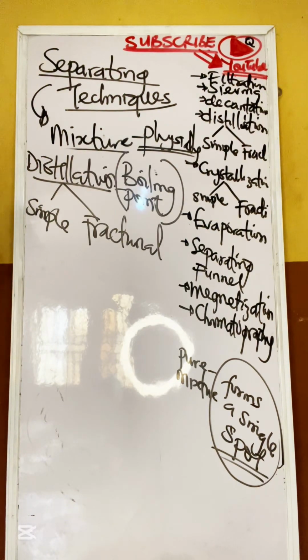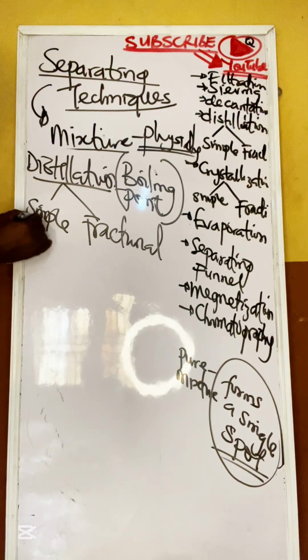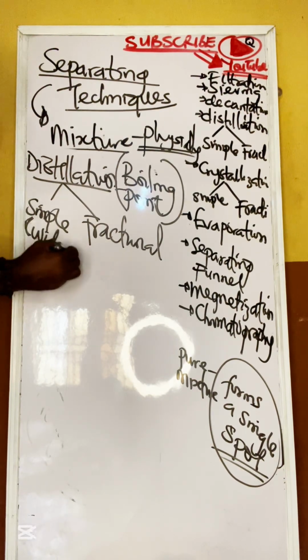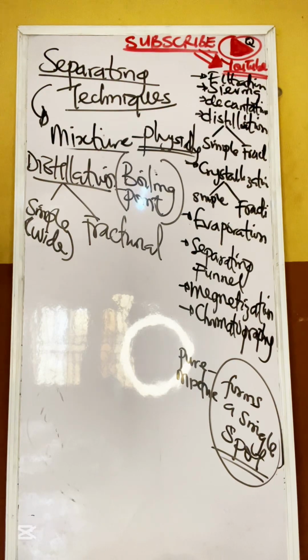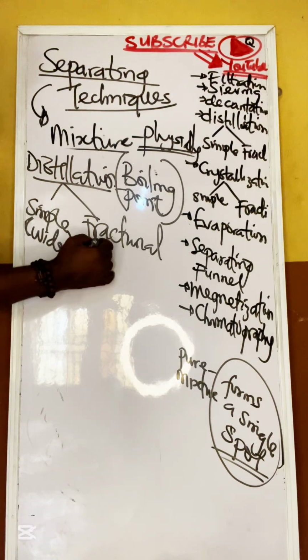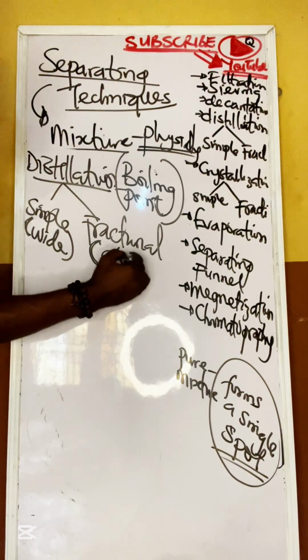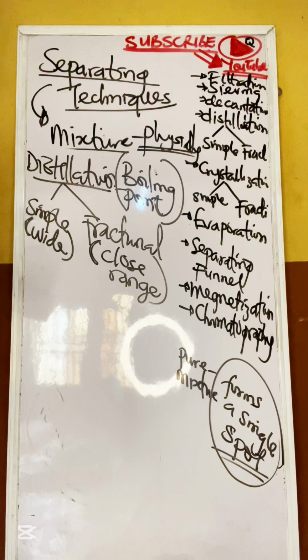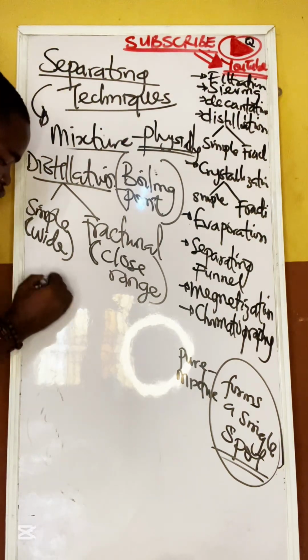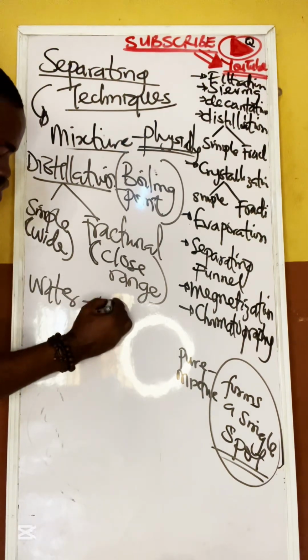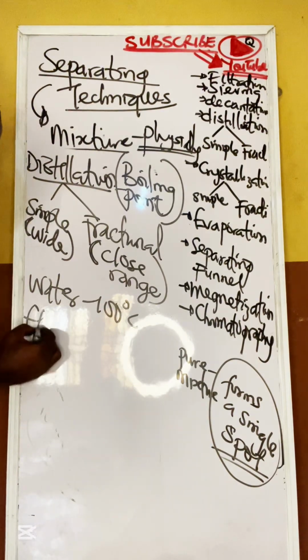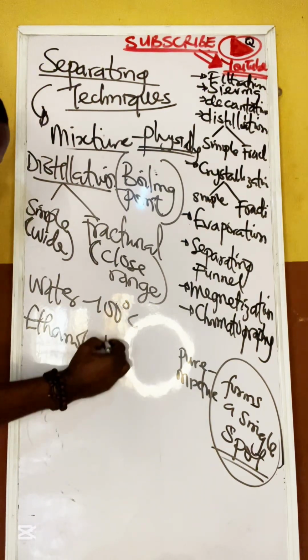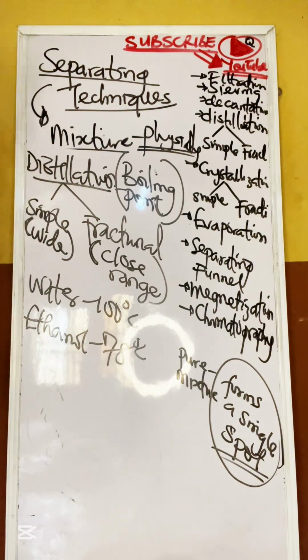Now, if it is simple distillation, there must be a wide range of that boiling point. If it is fractional, it must be a close range. I'll give you an example. For instance, the boiling point of water is 100 degrees Celsius, while the boiling point of ethanol is 78 degrees Celsius.